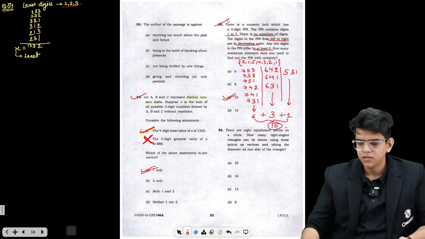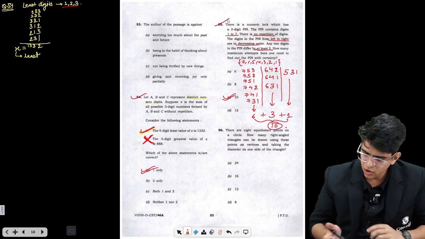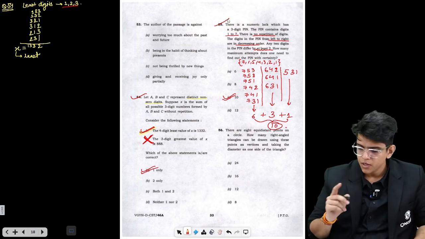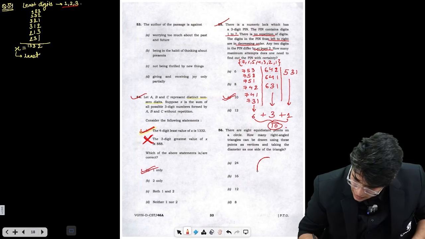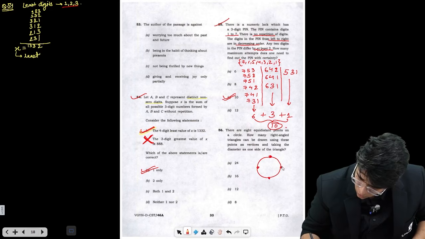Okay. Right. Chalo. There are equidistant points on a circle. How many different right angle triangles can be formed? Again, a PNC based question. But here you need to understand the geometry. There are 8 points on a circle. Here is 1 point. Here is 1 point. 3, 4, 5, 6, 7 and 8.